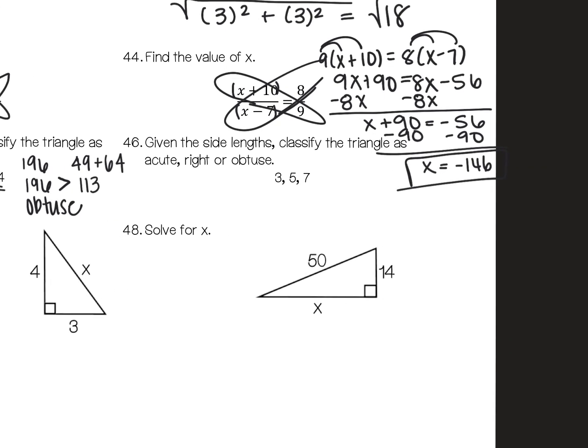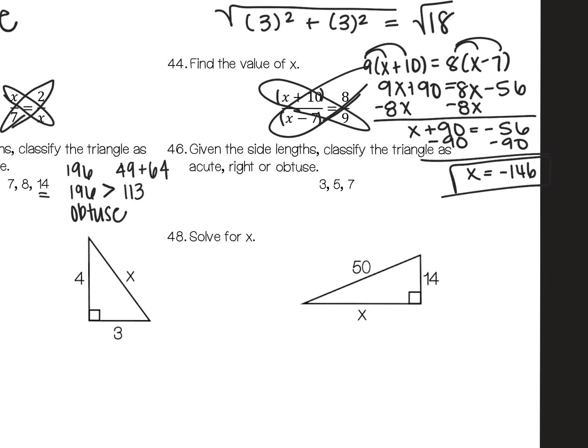So we're going to do the exact same thing on 46. So 7 squared is the biggest, and then 3 squared plus 5 squared. This is 49. 9 plus 25 is 34. And then I compare, 49 is greater than 34, which makes this obtuse.